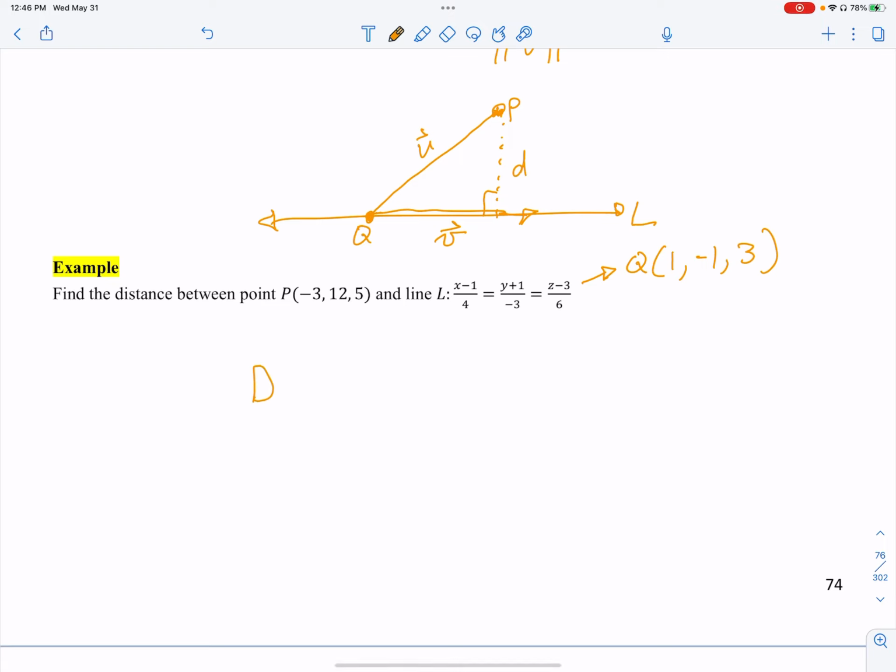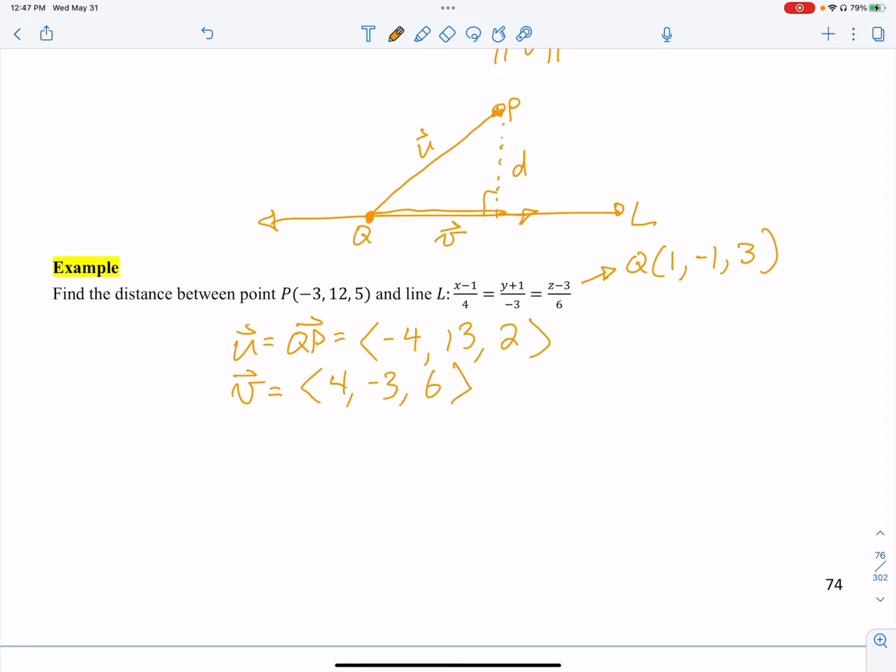So for the distance, I need a u, so let's do that. u is going to be the vector QP. So -3 minus 1 is -4. 12 minus -1 is 13. And then 5 minus 3 is 2. So I have that. I also need the directional vector of the line, which is the denominators of that line. I got 4, -3, 6.